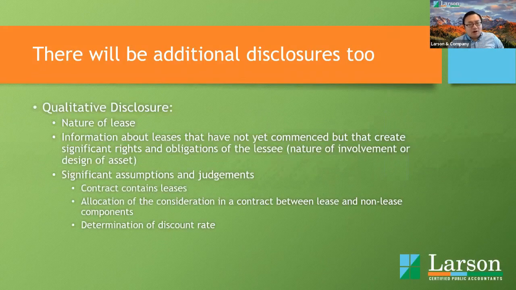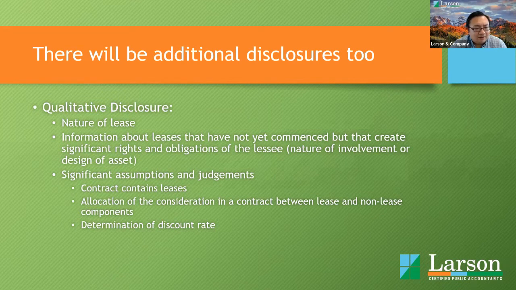So there's the qualitative disclosure, which is similar to what was in the past. You have to disclose the nature of your lease, which ASC 840 had too. You have to disclose the information about leases that have not yet commenced that create significant rights and obligations of the lease. So that's a little bit new as well.